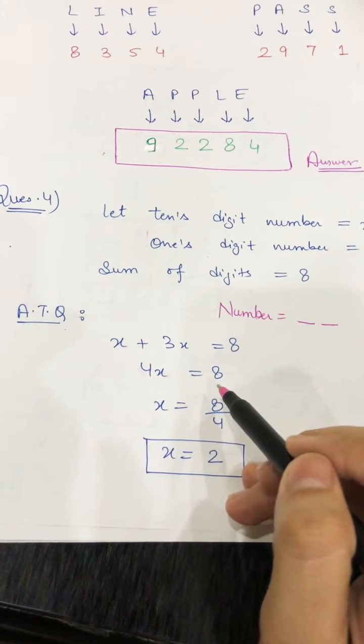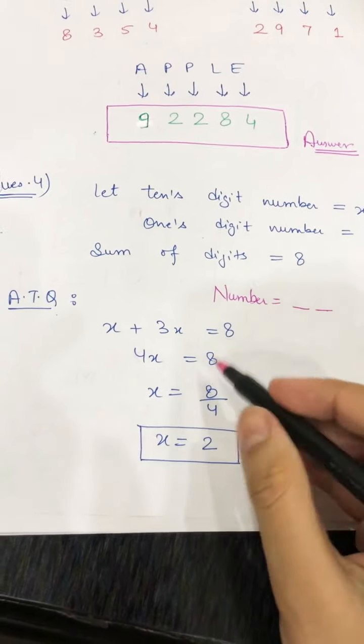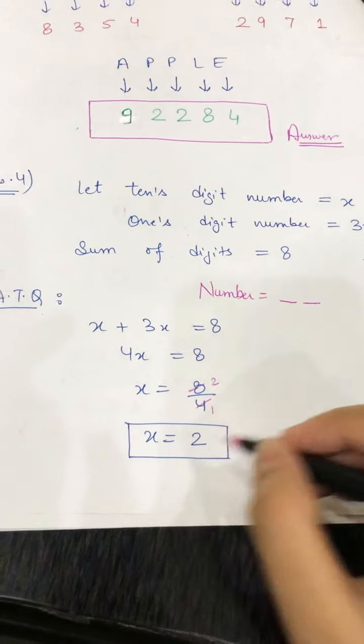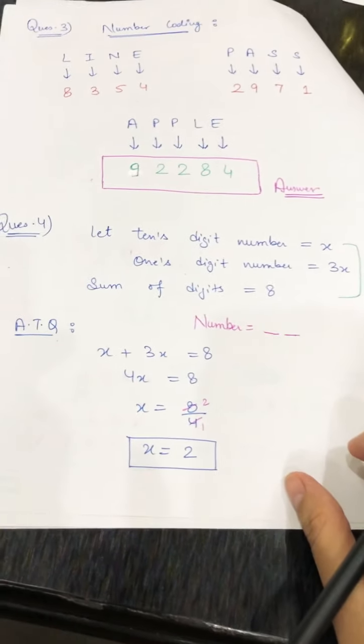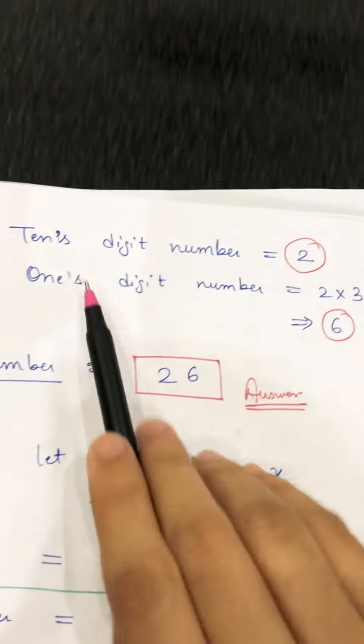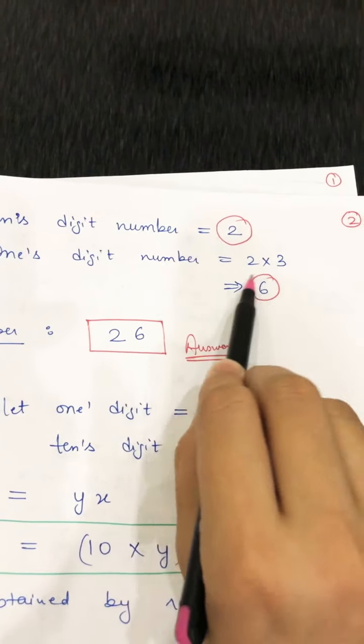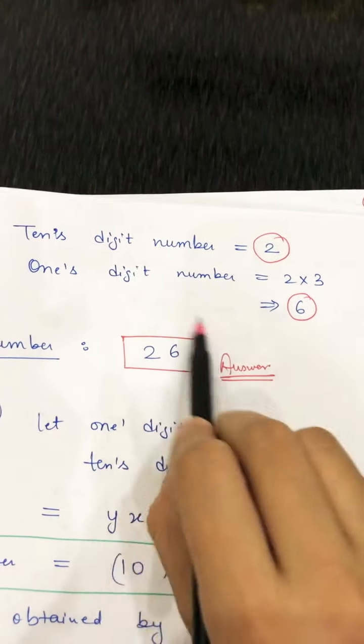4x is 8. x is equal to 8 upon 4, so you can cancel it. 4 ones are 4 and 4 twos are 8. Okay, so x is equal to 2. Got it? So your x value is 2. Now you can put the value of x in the tens digit. So the tens digit is 2 and the ones digit is 6. 2 times 3 is 6. So what will be your number?